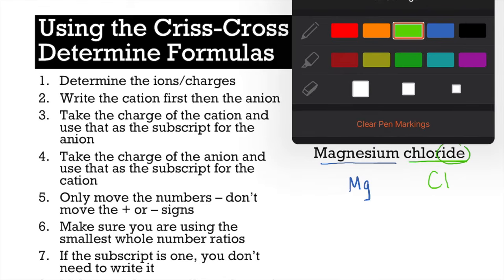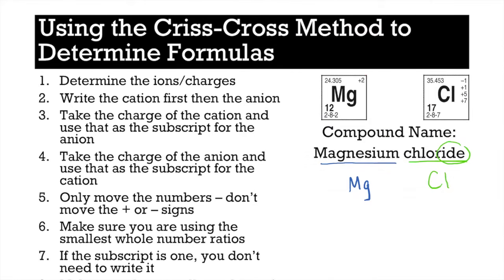Now, to find the charges, and again, once you do this enough, it'll kind of stick into your head, but magnesium is going to be +2. Remember, it's going to lose those 2 electrons, so that's what that positive means.